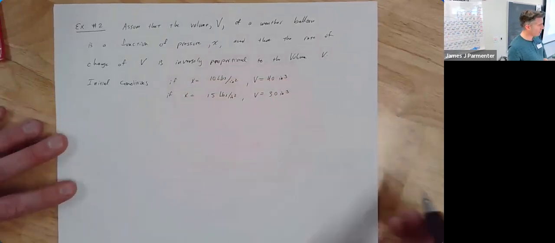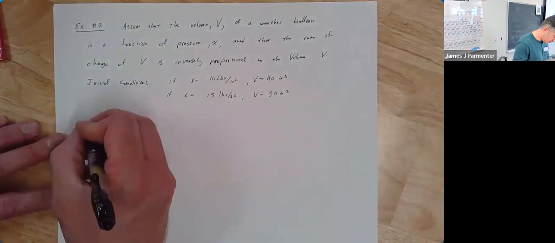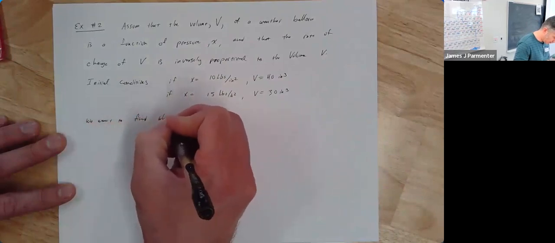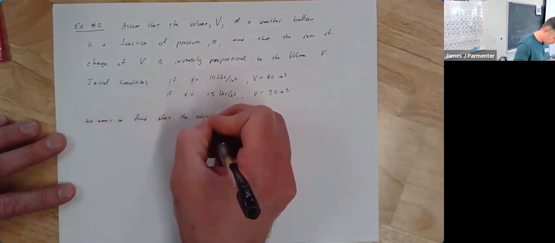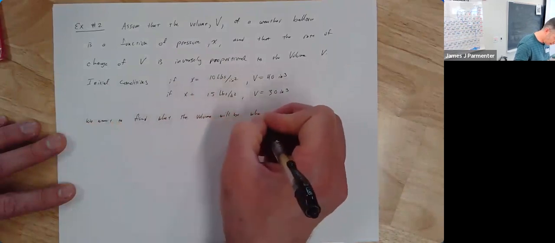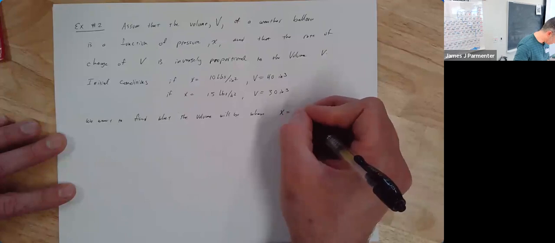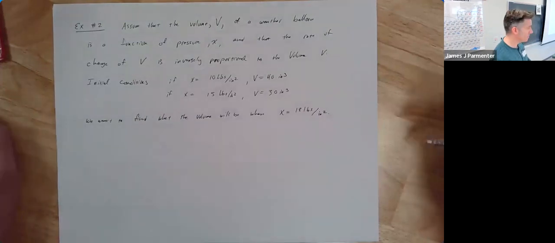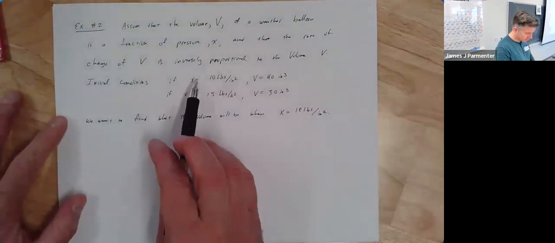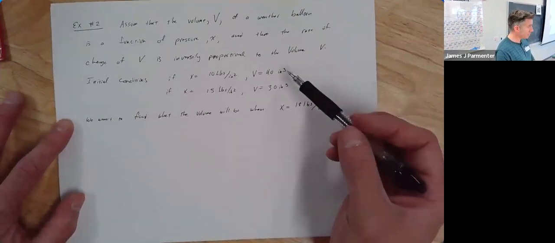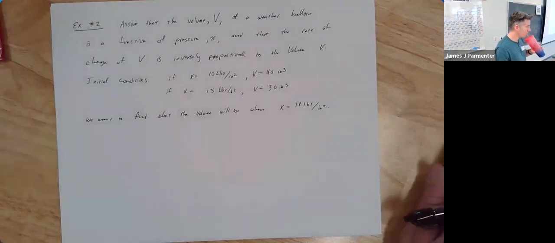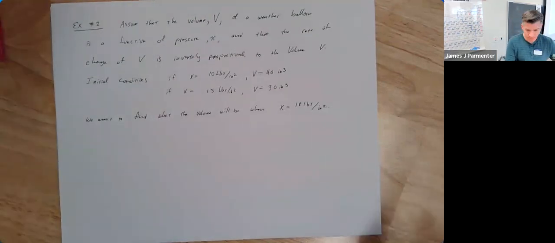And then the end question is, eventually we want to find what the volume will be when X, the pressure, is 18 pounds per square inch. And we should expect it to be less, right? Because as the pressure is increasing, the volume should be decreasing since they're inversely related to each other. When things are inversely related, one getting bigger means the other one gets smaller and vice versa.